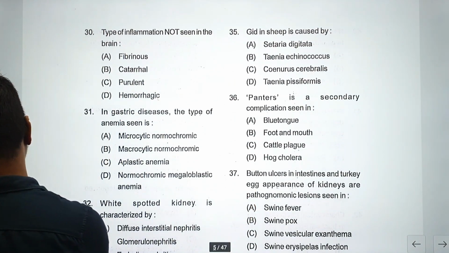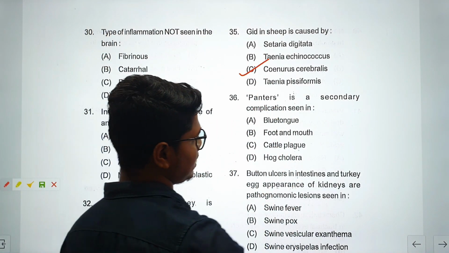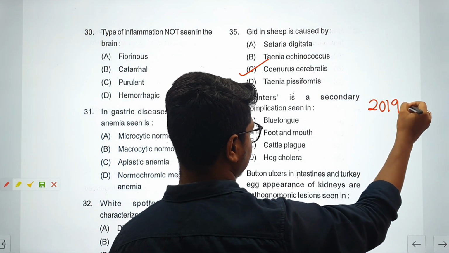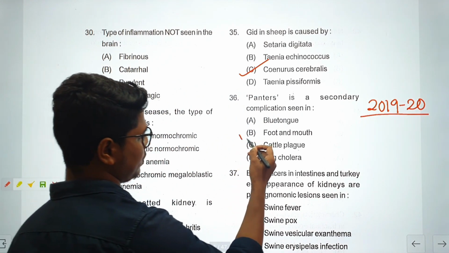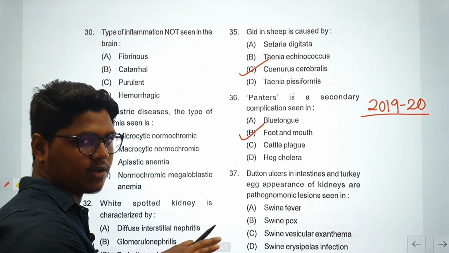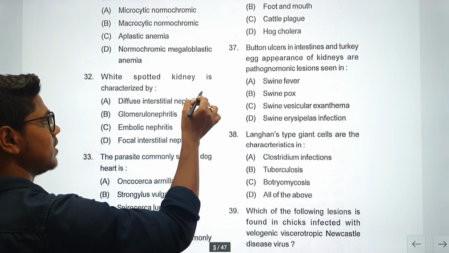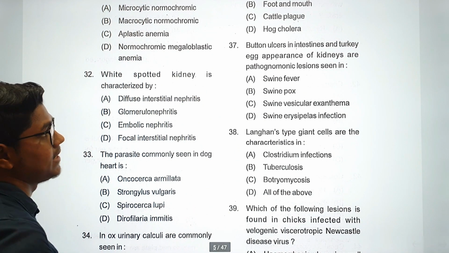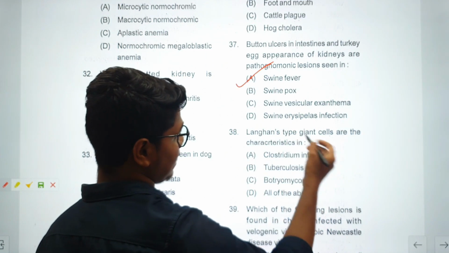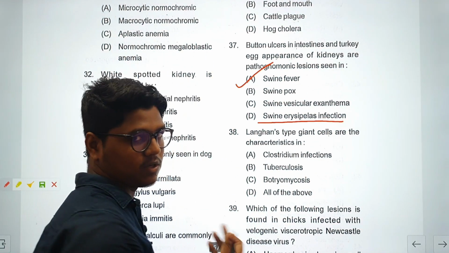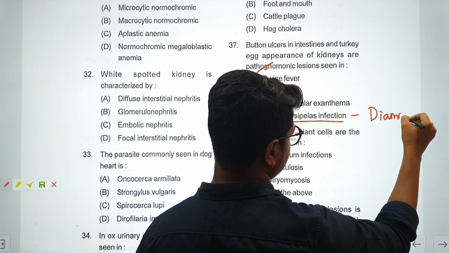Gid in sheep is caused by Coenurus cerebralis. Very common question in parasitology. Panthers, you see this question has already come in the 2019-20 paper. If you have seen those videos, you will find this is a sequela to foot and mouth disease. Panthers hypotrichosis, they are basically sequelae to foot and mouth disease. Button ulcers in intestine and tongue, this is a classical feature of swine fever. And another thing, in swine erysipelas infection, which is caused by Erysipelothrix species, this is known as diamond skin disease.